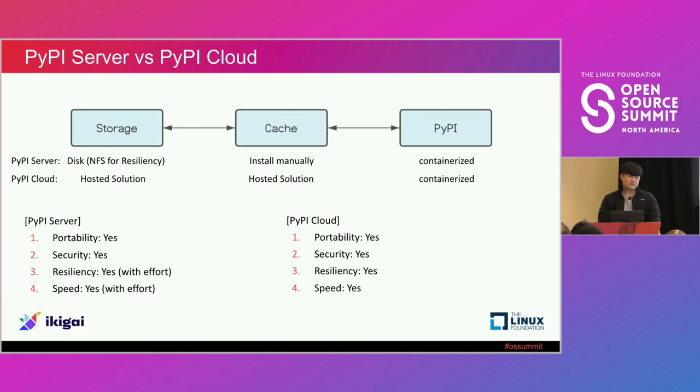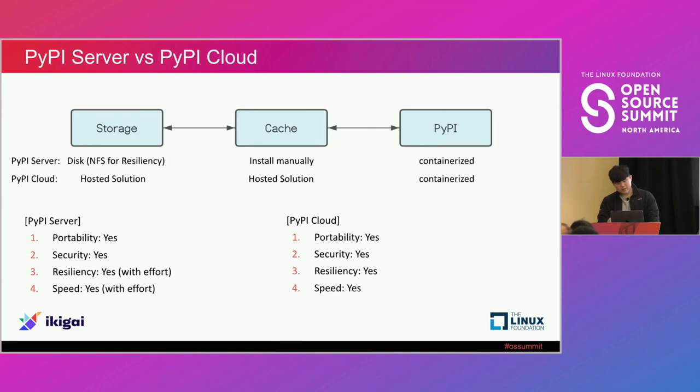And you kind of have to have an NFS that's there for you if you want to mount it from many different pods. So for us, it was a little bit more work than we expected. So with work, resilience is going to be there. Speed, yes. If you install that caching thing by yourself, you're going to get speed as well.